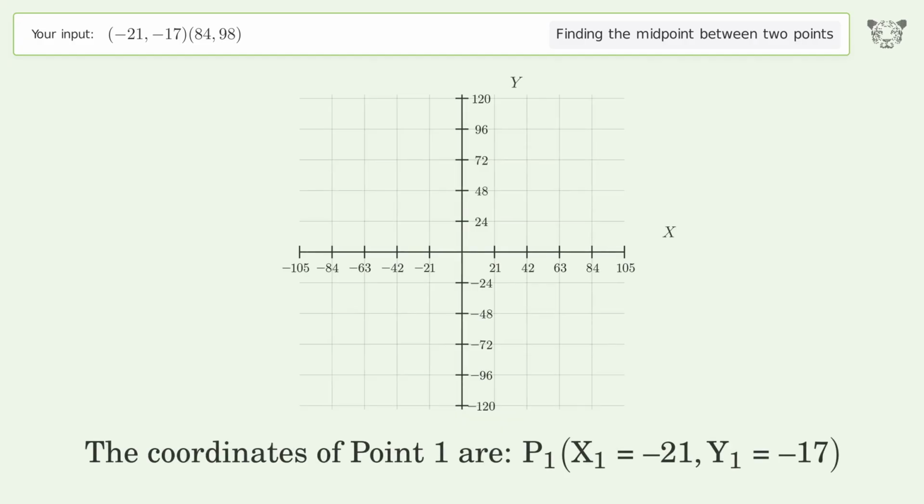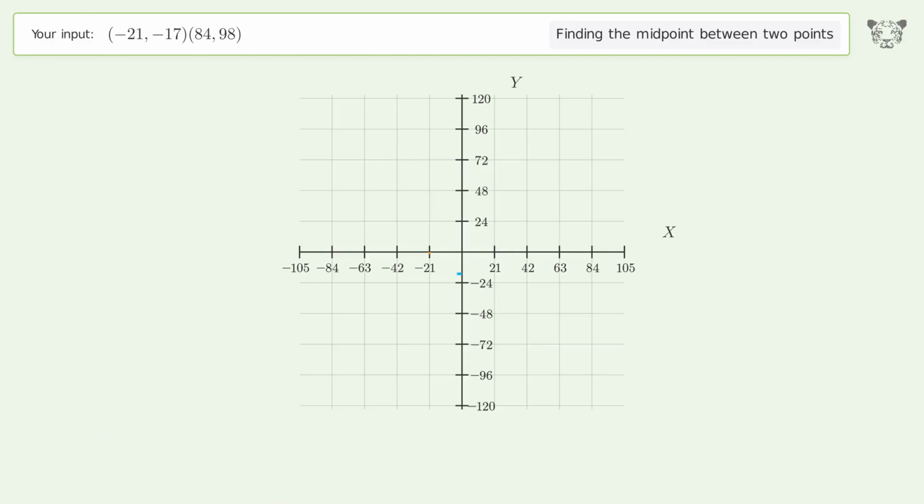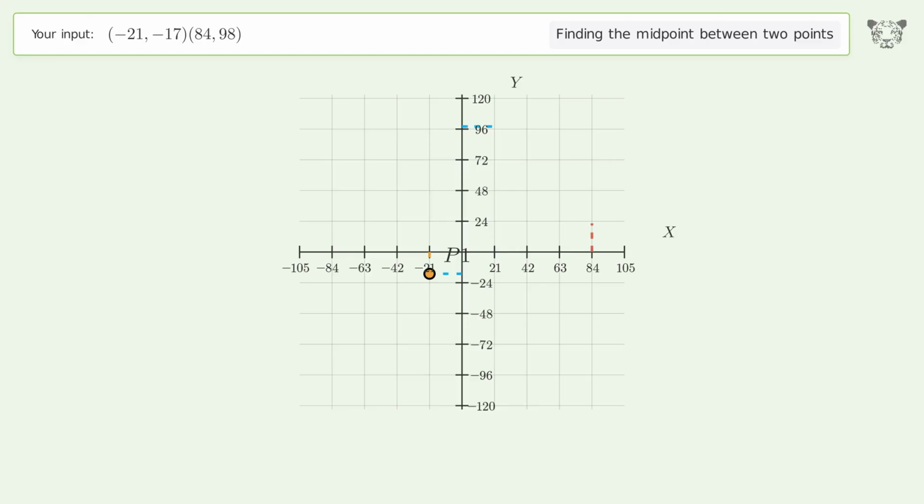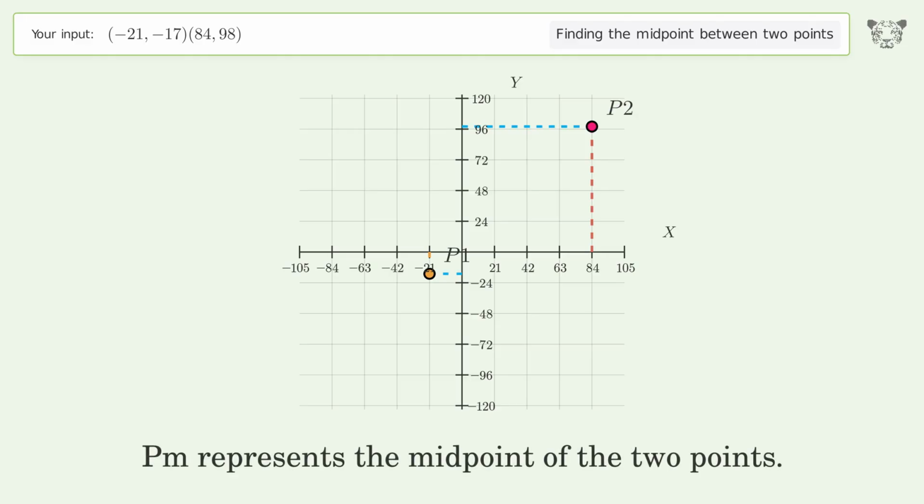The coordinates of point 1 are, x1 equals -21, y1 equals -17. The coordinates of point 2 are, x2 equals 84, y2 equals 98. PM represents the midpoint of the 2 points.